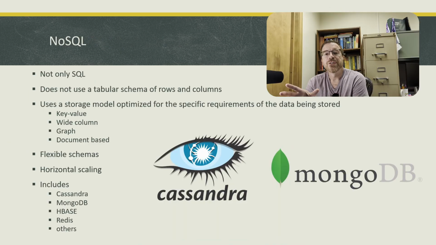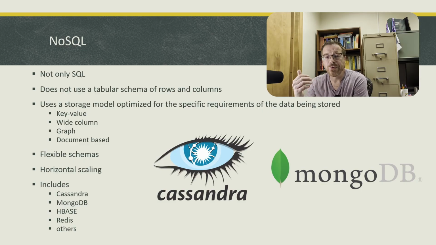The next thing we're going to look at is NoSQL. Now, based on the name, you might think that it's not SQL, but it actually means not only SQL. So it has all the functionality of SQL, but more. It does not use a tabular schema of rows or columns. It will use a storage model optimized for the specific requirements of the data being stored. So it might be, for example, key value, could be wide column, could be graph, could be document based. So this is why it's not only SQL.